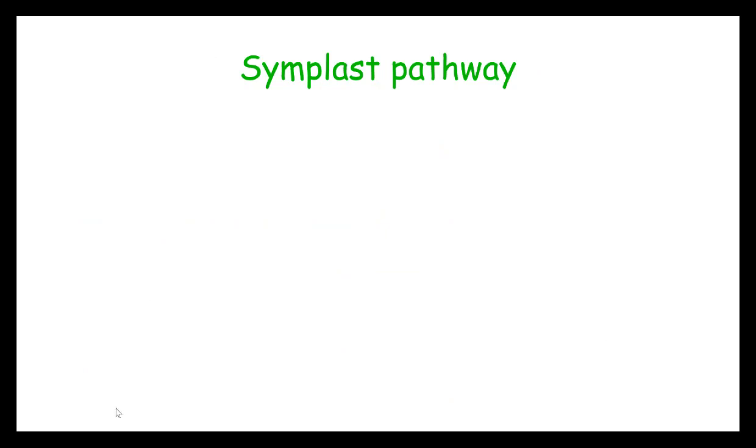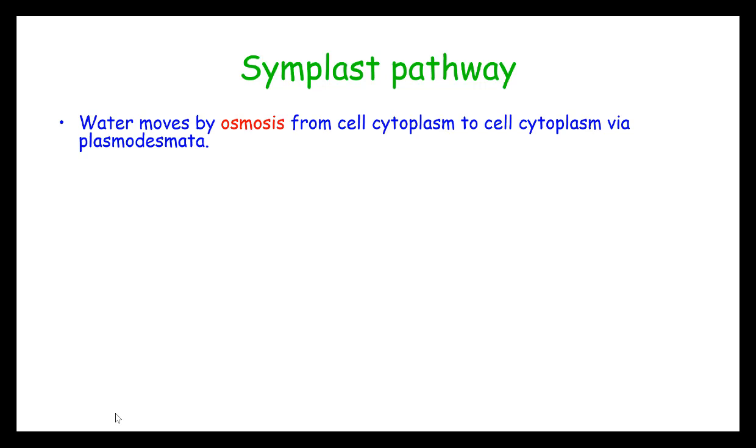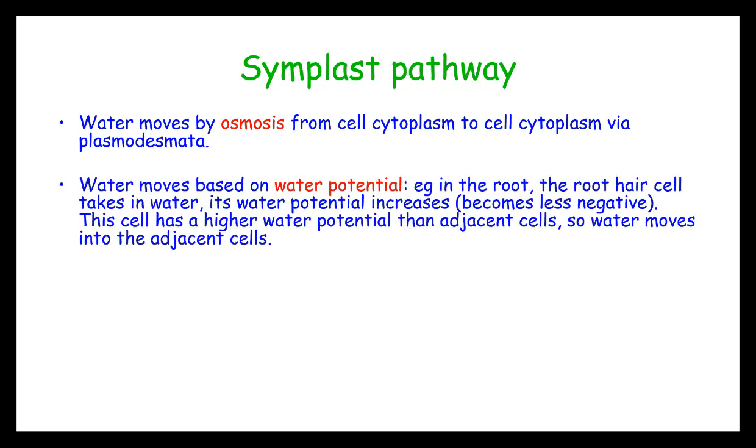The symplast pathway is slightly different. In this, water moves by osmosis from cell cytoplasm to cell cytoplasm via the plasmodesmata, which we talked about in the previous video, and we said the plasmodesmata were little strands of cytoplasm which link 2 adjacent cells together. So the water simply moves between the cytoplasms via the plasmodesmata.